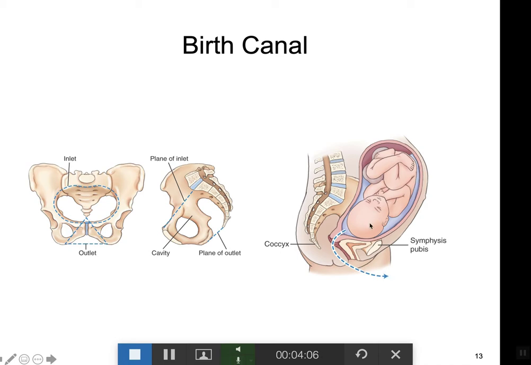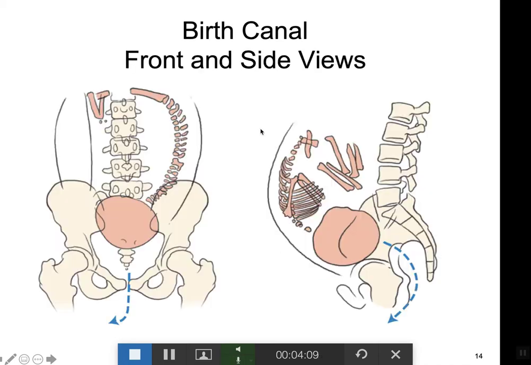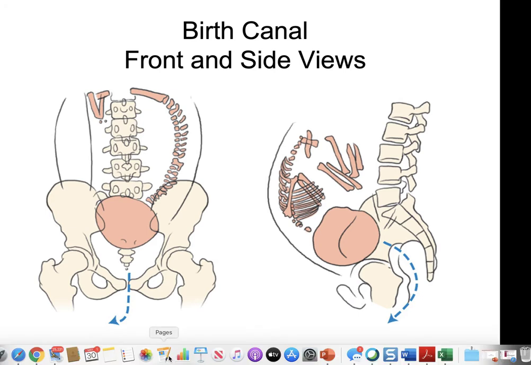This is on page 267. You can read more about that. This is also another picture of the birth canal, just front and side views.